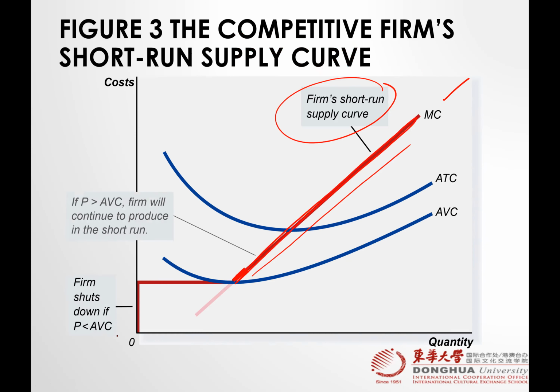So if price is less than the average variable cost curve, then we see that this is the case of the shutdown. Okay, let's move forward.